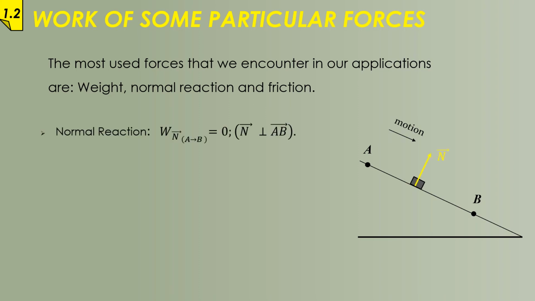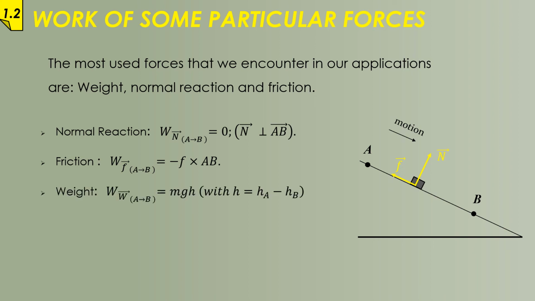The work done by the normal reaction is always zero. The reason is that the normal is always perpendicular to the motion. The second equation that we need to know is that of friction. The work of friction upon sliding from point A to point B is negative the magnitude of the friction multiplied by the displacement itself. Third is the work done by weight.